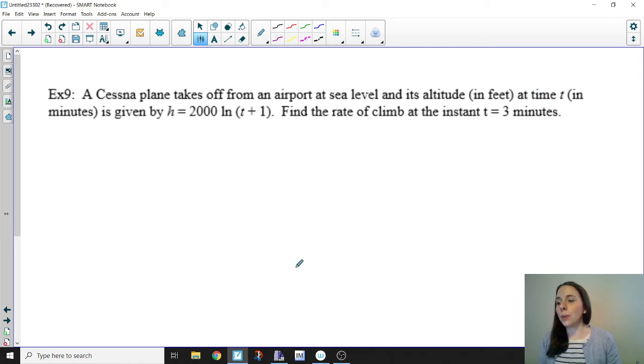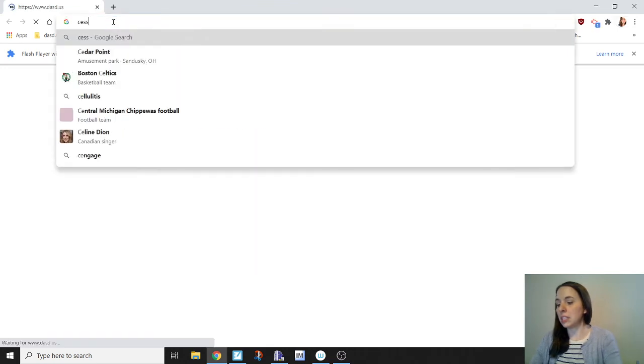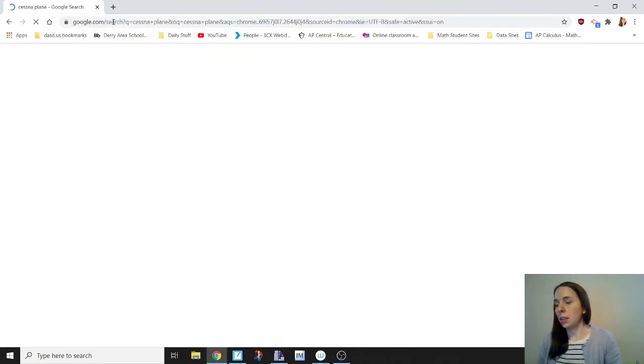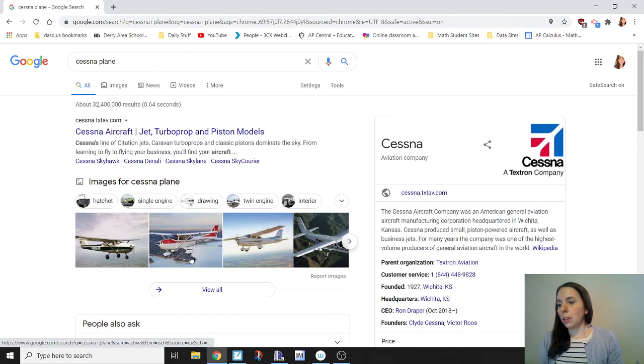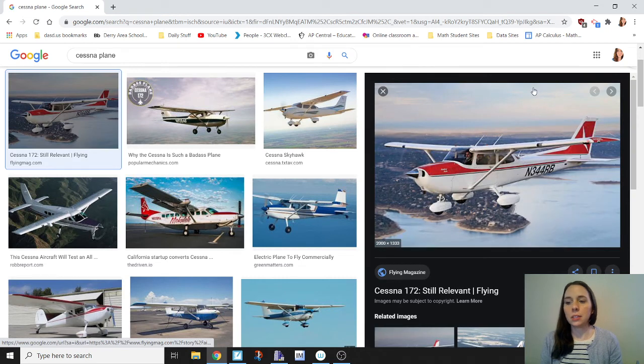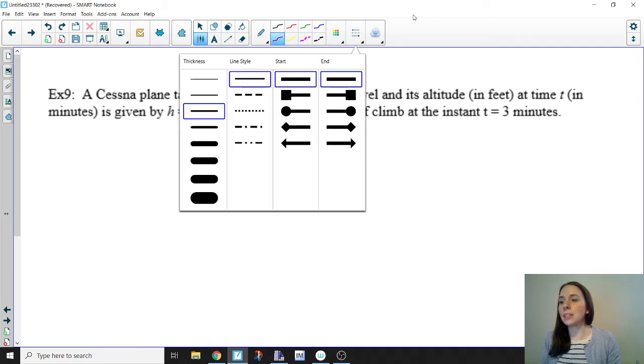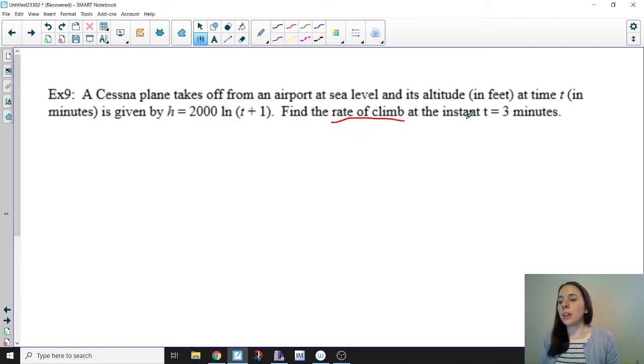Okay, so first of all, I just want to show you what a Cessna plane looks like. Cessna plane. Okay, here's some pictures of a Cessna plane. Nice, right? All right, there we go. Now we have a cute little picture in our head. And this formula is showing us its altitude at any given time. Okay, since we're asked to find the rate of climb, let's use red because some of those Cessna planes had red on them. Find the rate of climb. That means what we are going to want to find first is h prime.